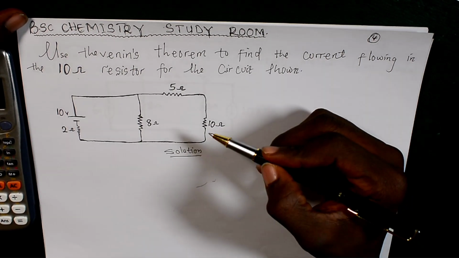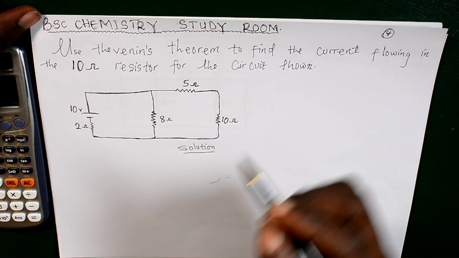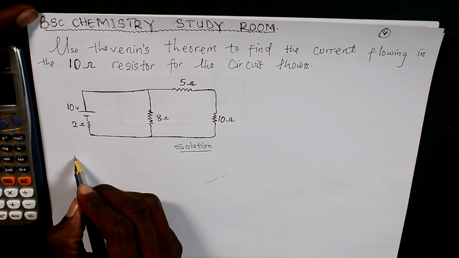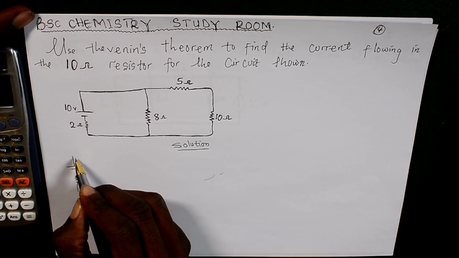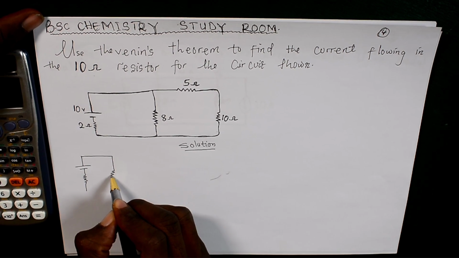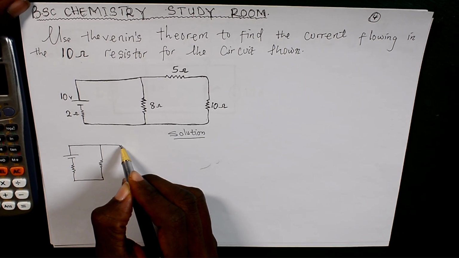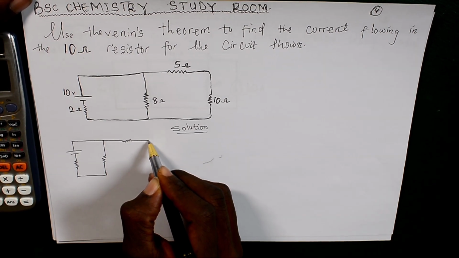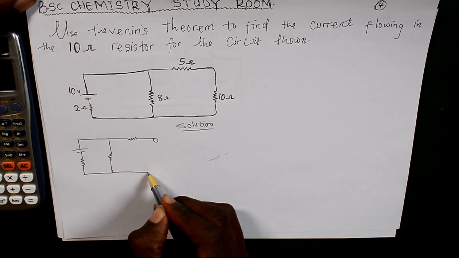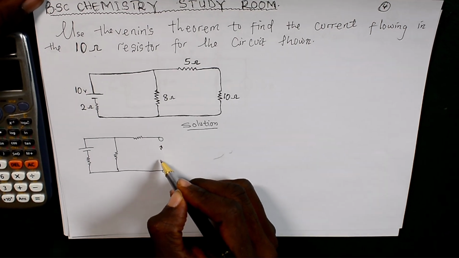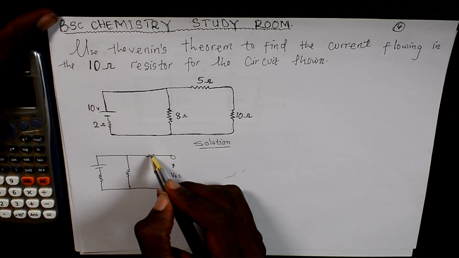Step 1. In the first step, we are going to remove the R load, that is the load resistance. So this circuit will be, that is, we are going to open circuit this R load and replace it with VOC, that is the Thevenin's voltage.